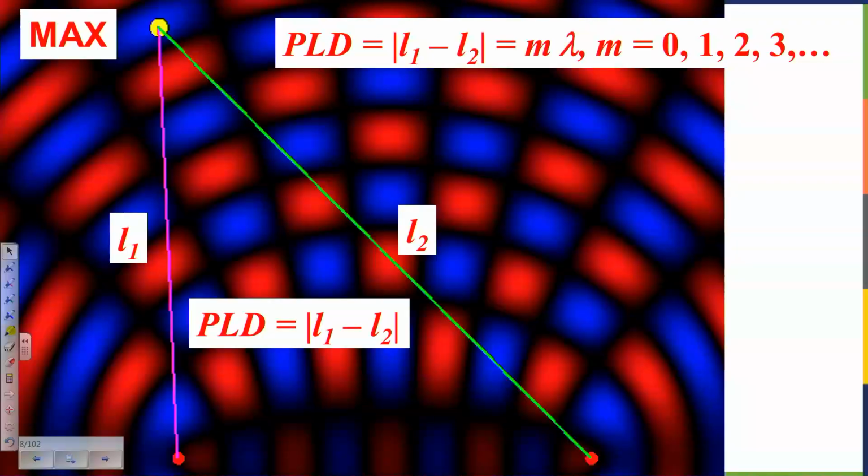This is more convenient because m lets us count those minima. We will call them first, second, third, fourth, fifth, etc. And the same we can do for maxima. The condition for a maximum looks simpler. We just need to be able to fit a natural number, a whole number of wavelengths. Where to fit it? In path length difference. That's it.